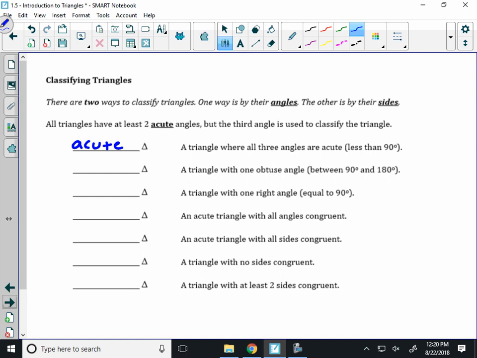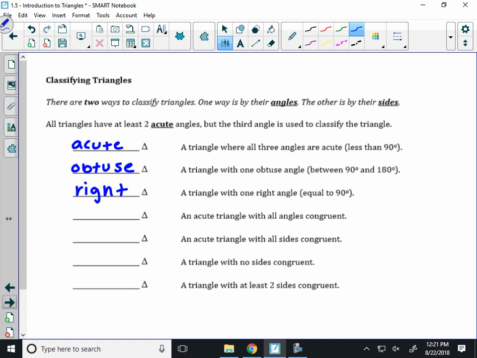Okay? Well, what about the second one? A triangle with one obtuse angle, we would call that an obtuse triangle. Okay? So two of the angles are going to be acute, but you're going to have one obtuse angle. So there's one obtuse angle that makes it an obtuse triangle. Okay? What about a triangle with one right angle? A right triangle. And the other two angles are going to be acute, so you're going to have one of those angles being a right angle. Okay?